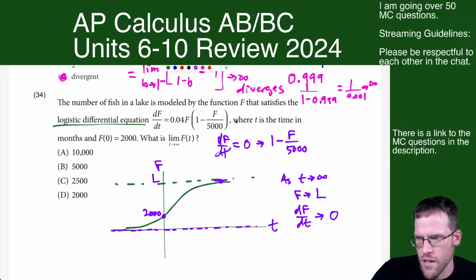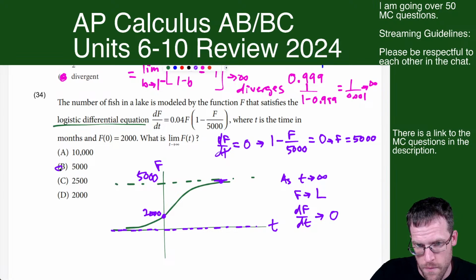Yeah, I'm setting the inside equal to 0. This is true when f is 5000. So the carrying capacity at the top is 5000. That's here. So the limit as t goes to infinity is 5000.